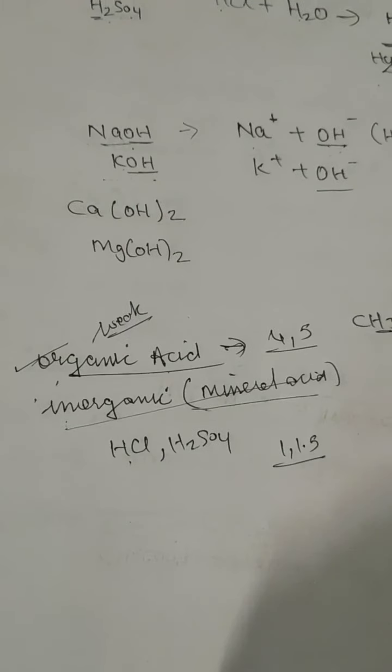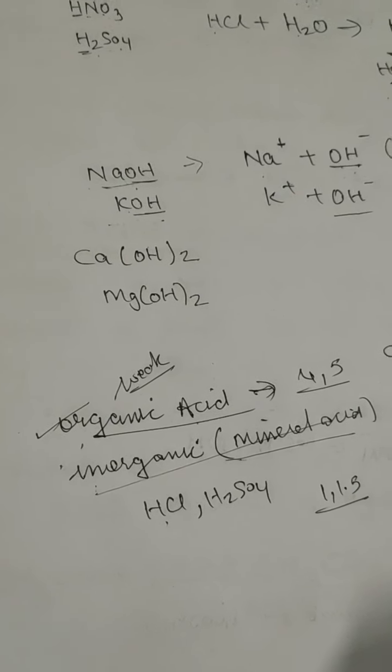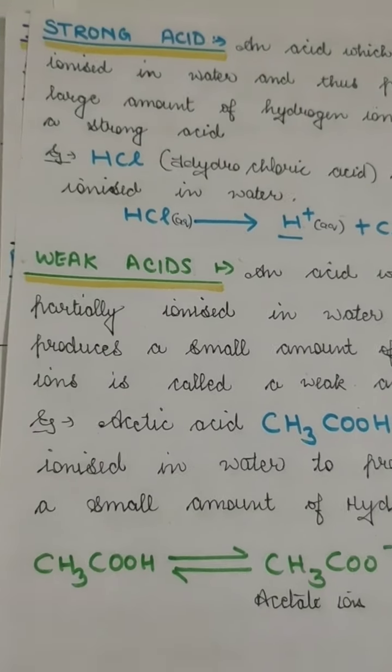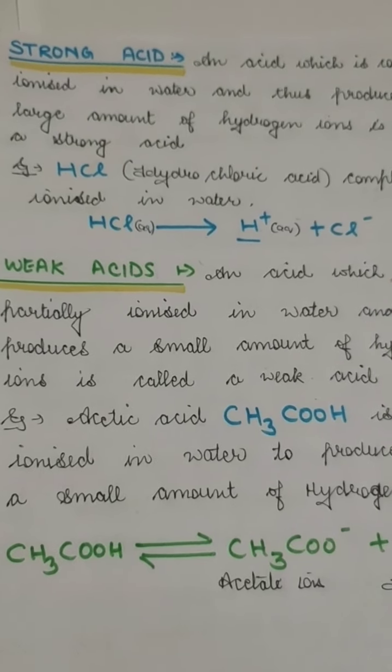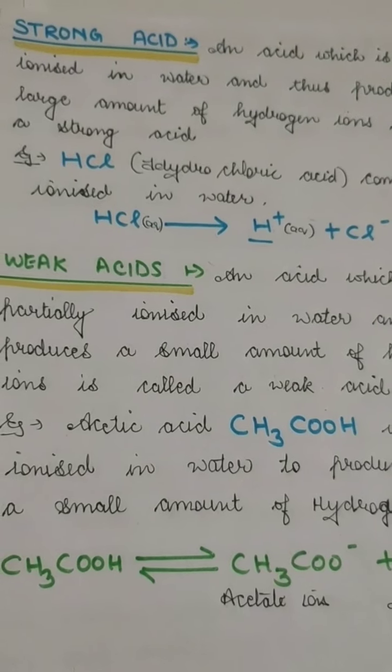Now what makes them weak and strong? Why do we call them weak acids and strong acids? Why are organic acids weak acids, and why are the mineral acids strong acids?